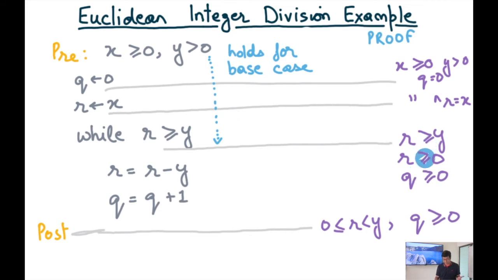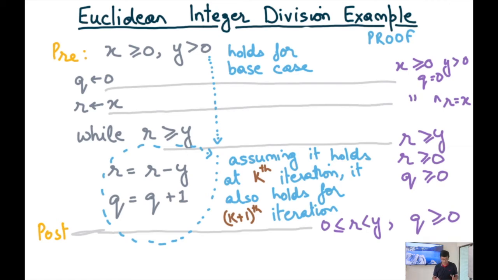So the first part of the proof that the invariant actually holds at this point is going to be that it holds for the base case, which is the entry path. And the second part of the proof is going to be the inductive hypothesis and the inductive step, which is assuming it holds at any arbitrary kth iteration, it also holds for the k plus 1th iteration, where k is a natural number. So if it holds for the first iteration, then it also holds for the second iteration. If it holds for the second iteration, it also holds for the third iteration, and so on.